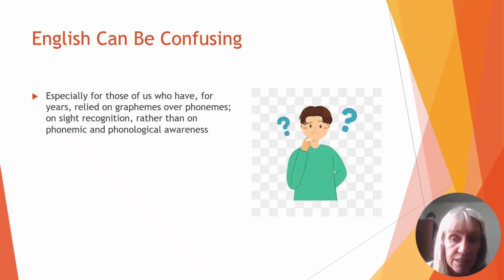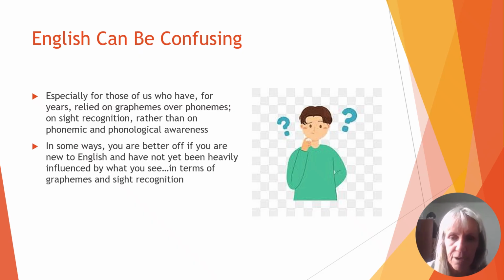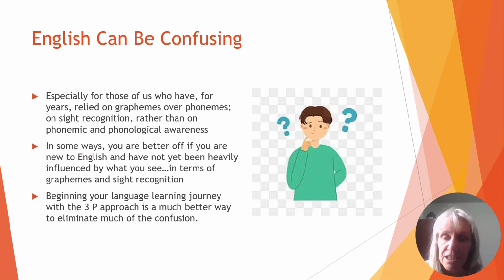If you're very new to English and you're just now learning it through the 3P approach, you are much better off than someone like me, for example, who still is very visual in her learning of English. In some ways, you're better off if you're new to English, have not yet been heavily influenced by what you see in terms of graphemes and sight recognition. Beginning your language learning journey with the 3P approach, then, is a much, much better way to eliminate much of the confusion that can later result. English does not have to be confusing.